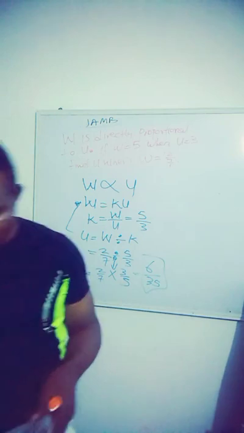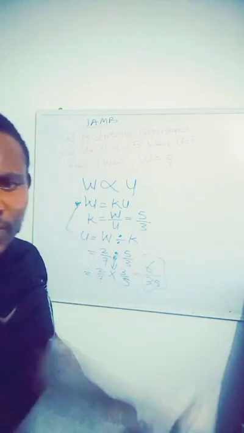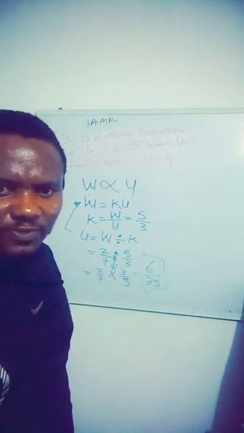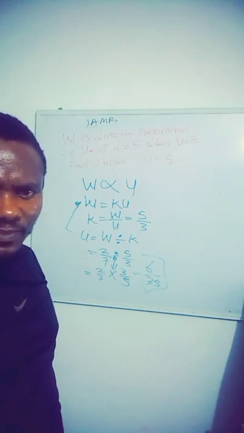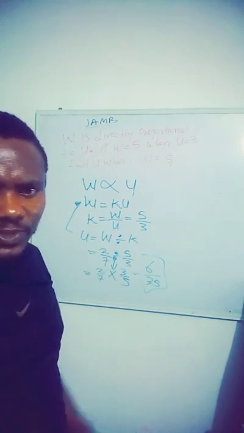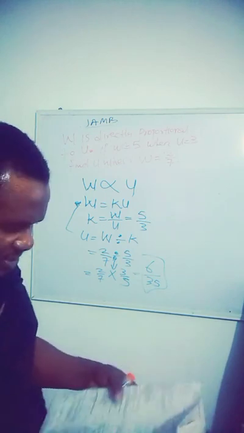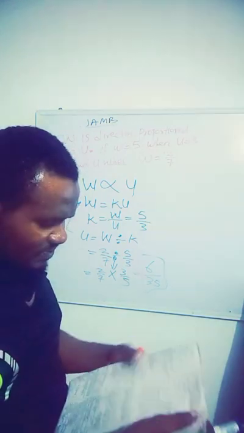6/35. That is how we roll. So the correct option is A. You got the flow.